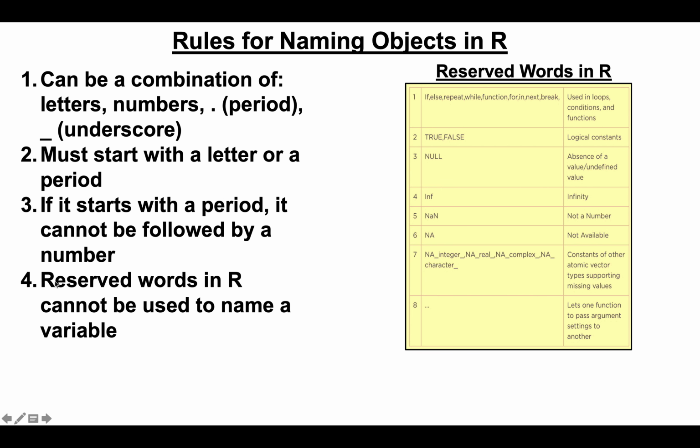And then there's a host of reserved words that just can't be used for the names of objects that you create in R. So there are reserved words like if, else, repeat, while. These all have meaning in the R programming language, so we can't generate an object with that same name. So they're reserved words. And so are the rest of these: TRUE and FALSE, NULL, Inf, NaN, and so on.